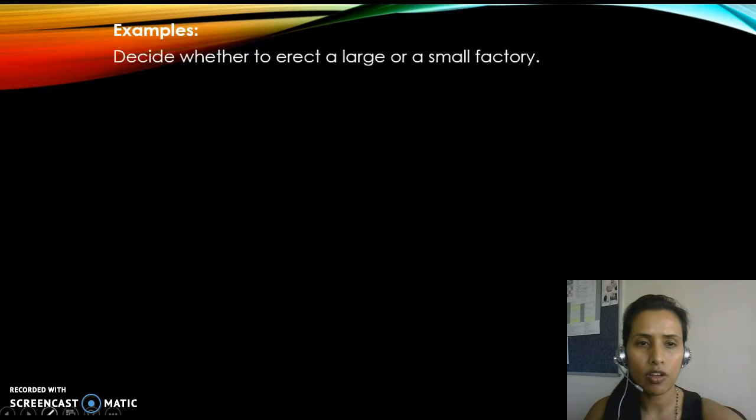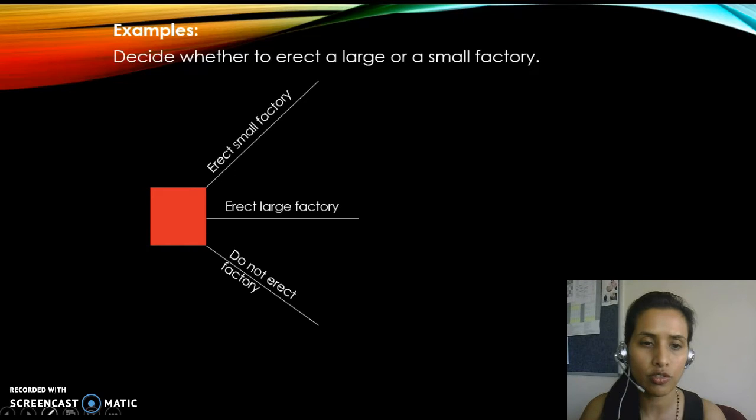Okay, the first example is to decide whether to erect a large or a small factory. So we're going to begin by drawing a square. And arising out of the square would be three choices. One, to erect a large factory or to erect a small factory, but you should also have an option not to erect a factory. And this is an implied option.